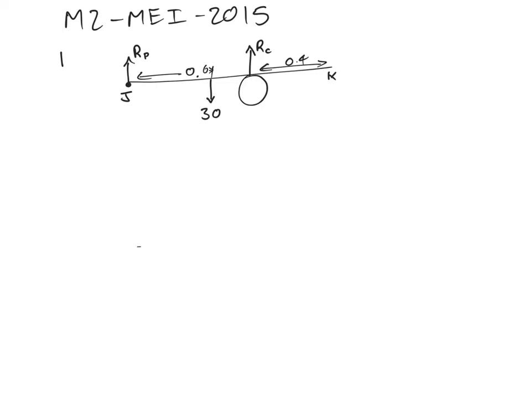Force on the peg on the rod. So moments about J: 30 times 0.6 equals 0.8 times RC. So RC equals 22.5.